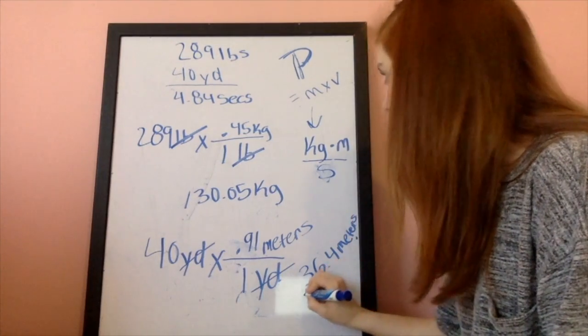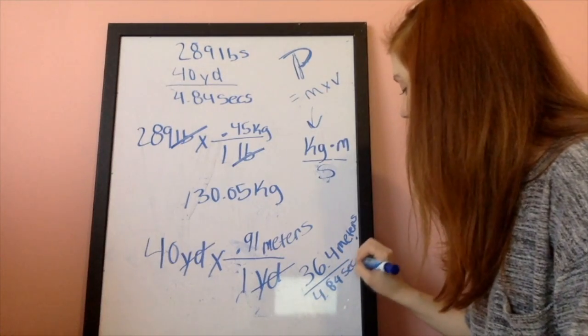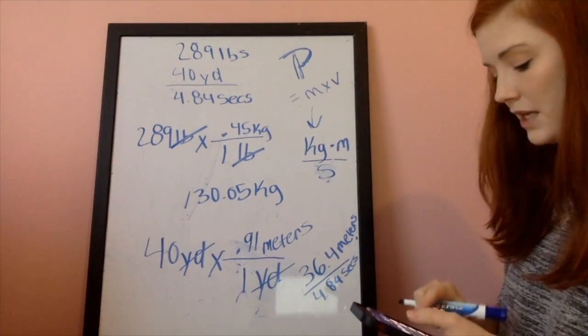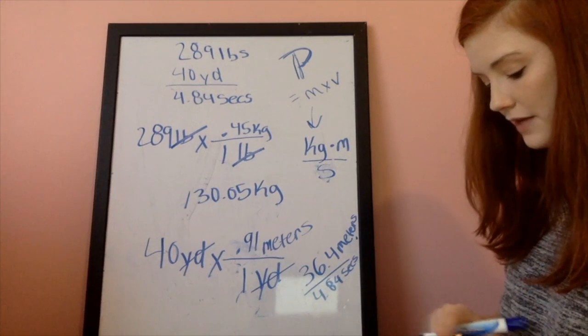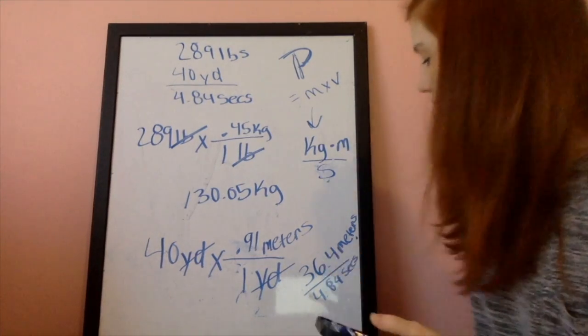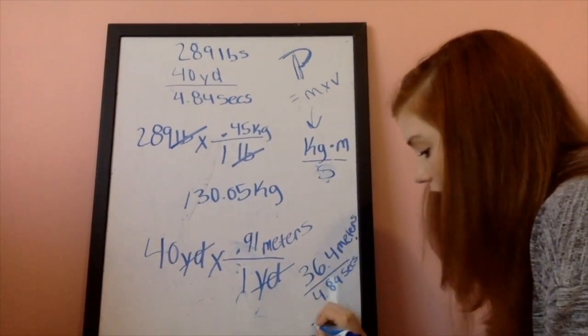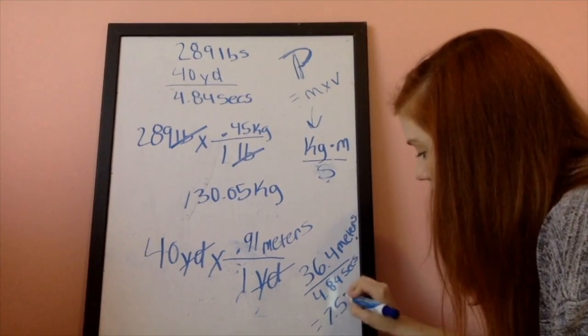So that's our meters, and we have our seconds already, which is 4.84 seconds. To shorten this, we're going to divide 36.4 by 4.84, because we're trying to get it to its lowest value, right? All right, so it's going to equal 7.52.